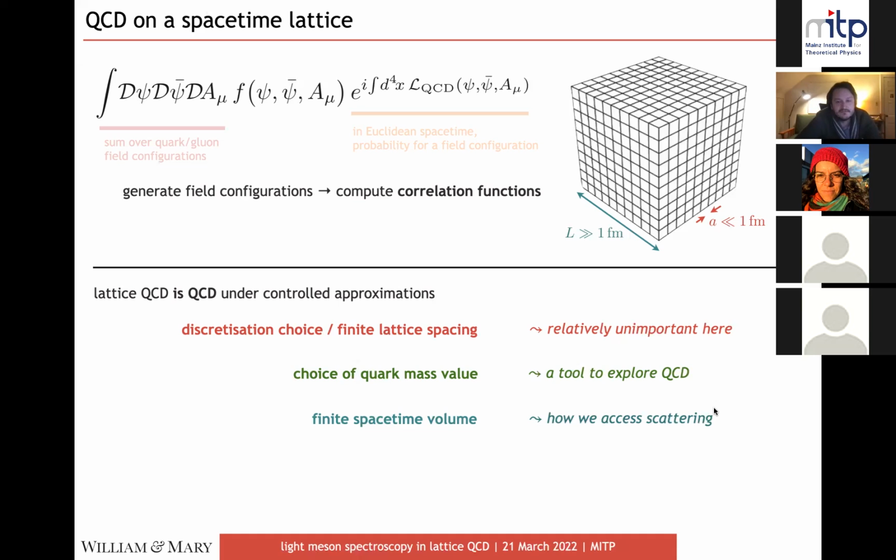Another feature you have is that the quark masses that appear in the Lagrangian are free for you to choose. Ideally, ultimately, you choose the physical values, but you're free to turn that knob and examine how QCD behaves as a function of quark masses. So that's something we like to do. And finally, you put your theory inside a finite space-time volume. And what I will attempt to show you is that actually that finite spatial volume is a tool that you use to access scattering amplitudes.